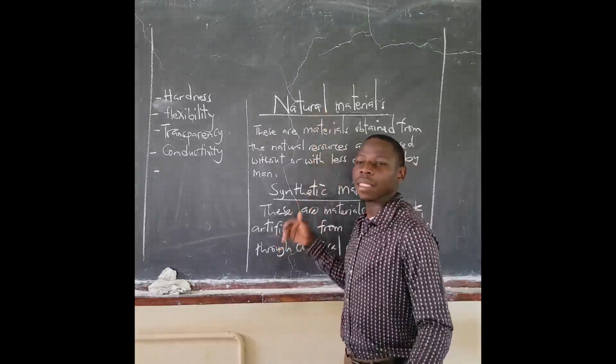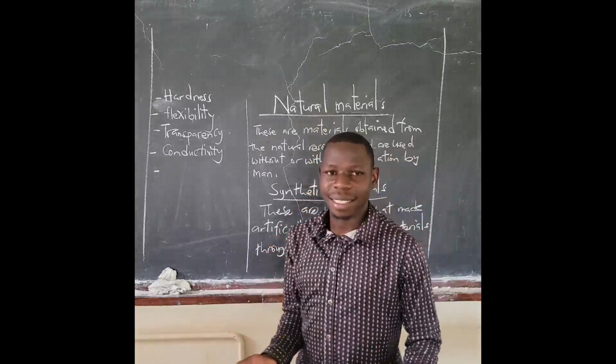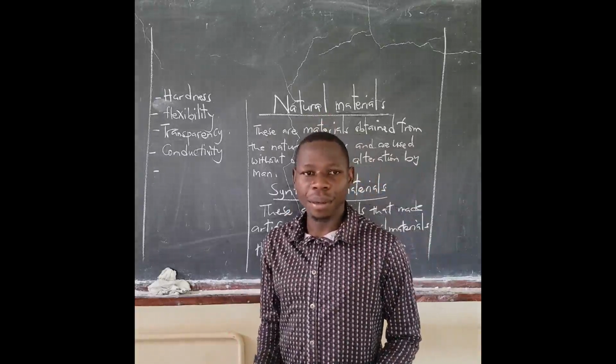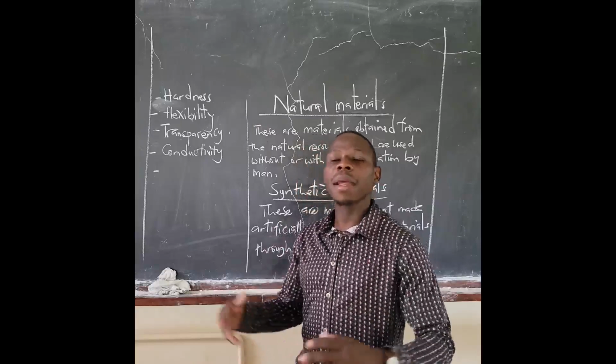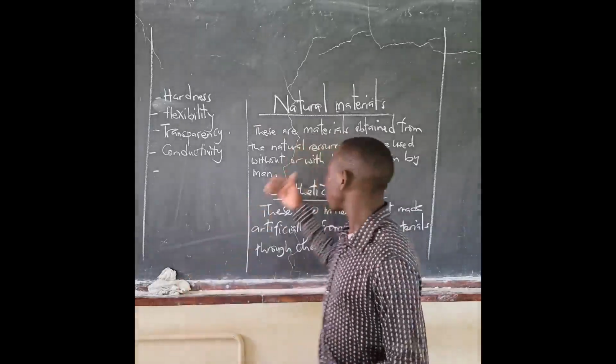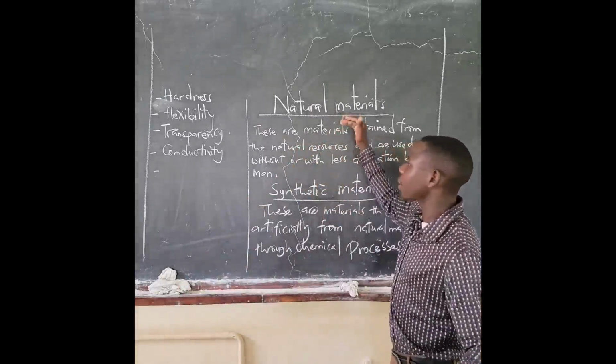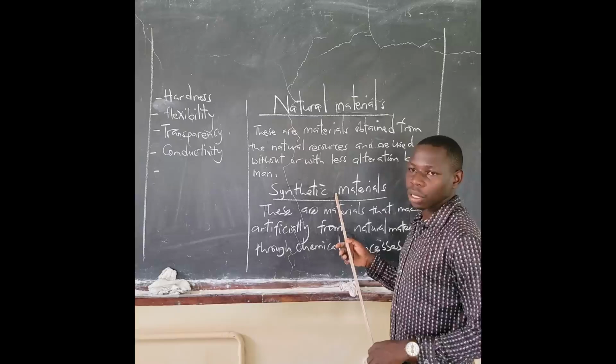So that is how natural materials differ from synthetic materials. And we have very many synthetic materials. Plastics. Plastics are made from oil. And very many polymers. Those are synthetic, and this is the natural materials.